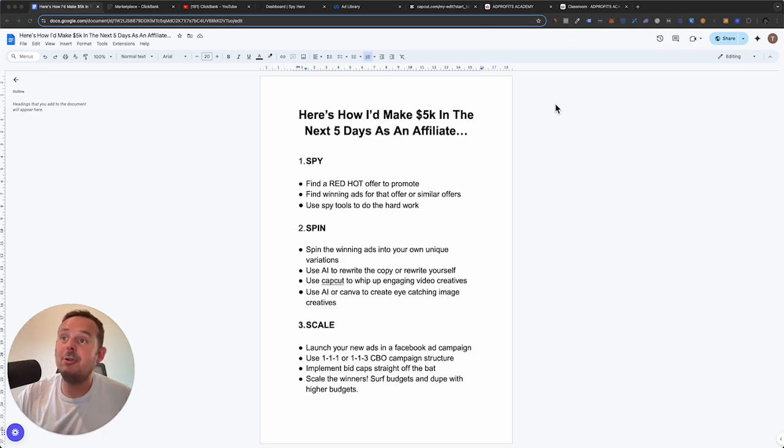But some people don't like to pay attention or maybe think that I'm going to unveil some incredibly secret hack. Well, the secret hack is there is no secret hack. It's find an offer that works, find ads, spin them into your own ads, and scale. And that is as easy as it gets, as simple as it gets, broken down.